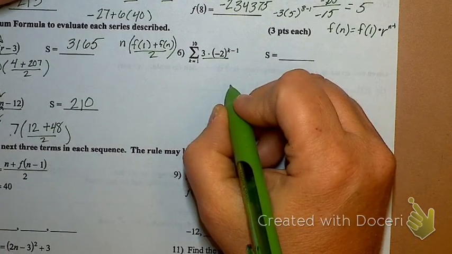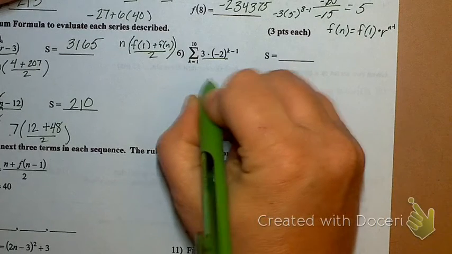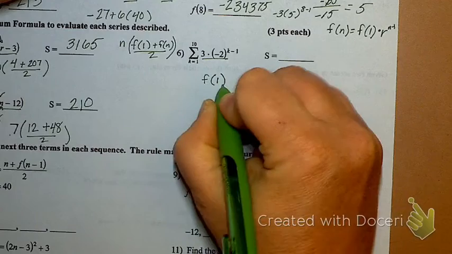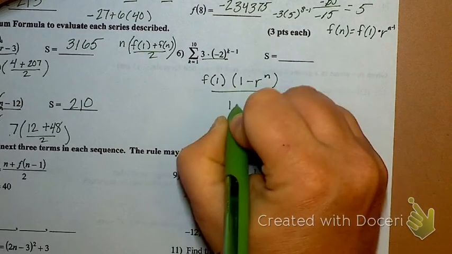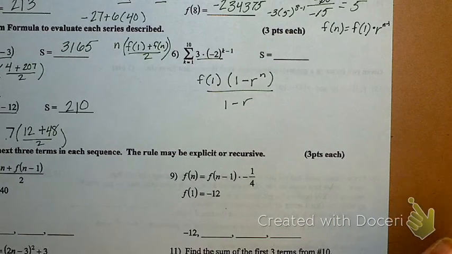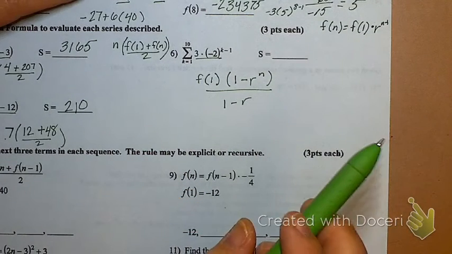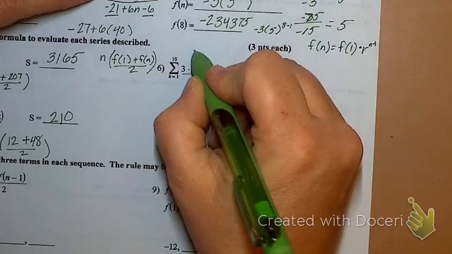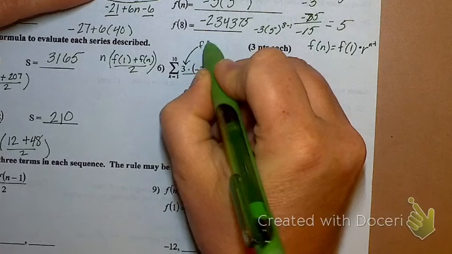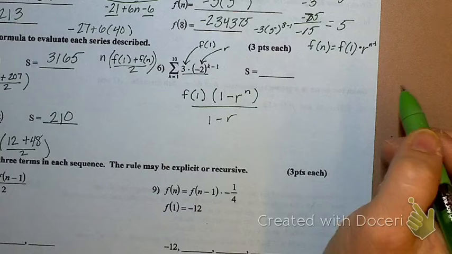How do I do the geometric one? You got to know the sum formula. So I need the first term times 1 minus r to the n over 1 minus r. Okay? Now, do I need to plug in 1 in order to find the first term? That's the formula. That's geometric, we like it because f of 1 is clearly right there, and r is clearly right there. So I just need to plug that stuff in.